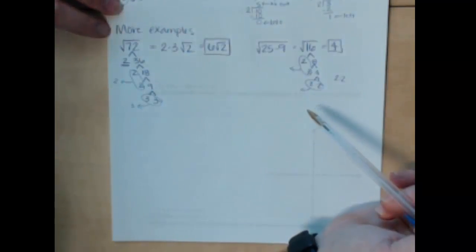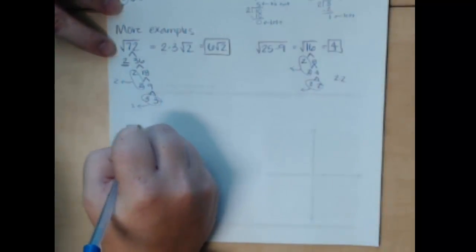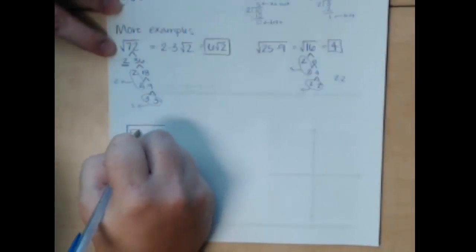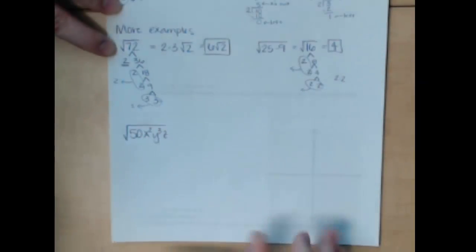All right, so I want to do 2 more examples, and then I'm going to give y'all some to work, okay? So next example is going to be the square root of 50 x squared y to the 3rd z.